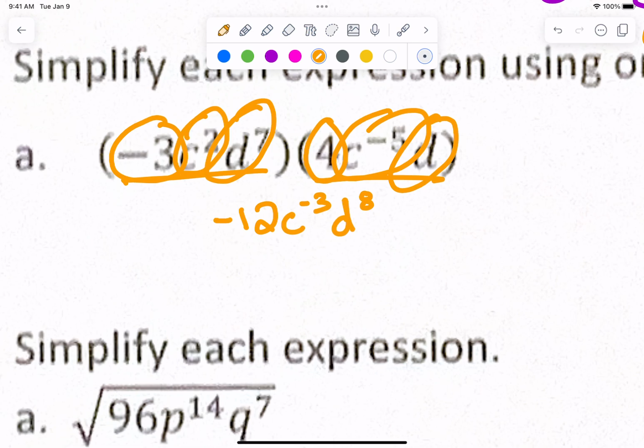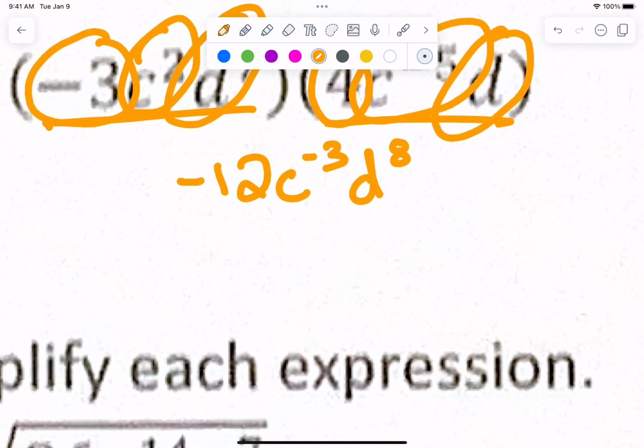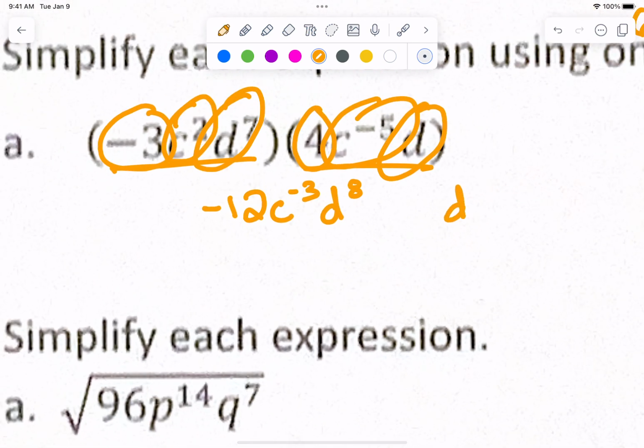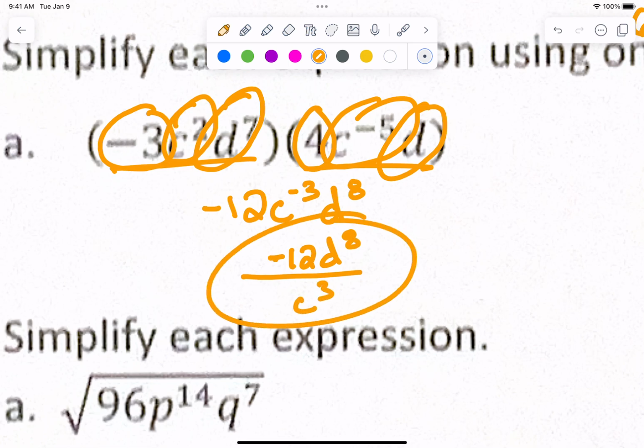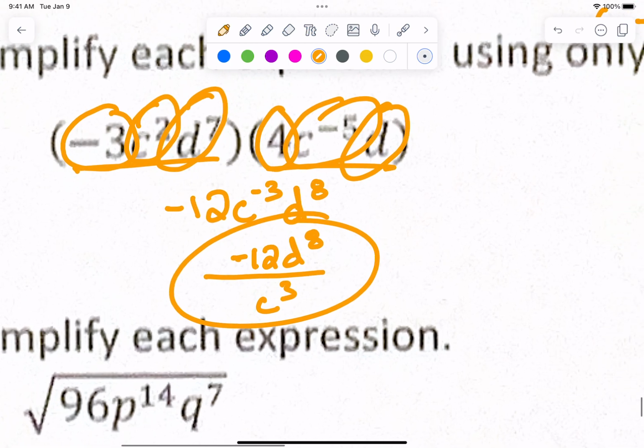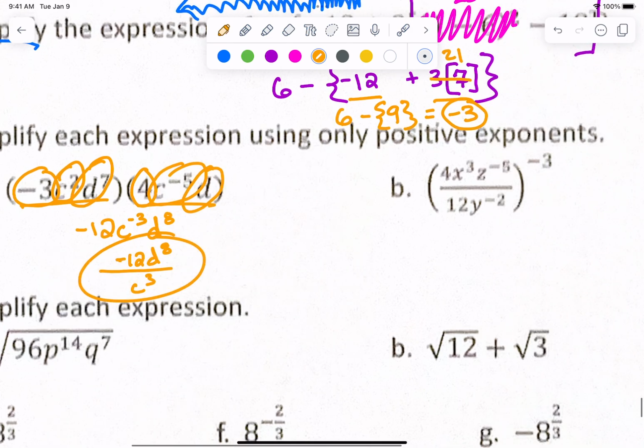This is what I see a lot when people have negative numbers out in front. They say d to the 8 can stay on the top, but we have to move the 12 and the c to the 3rd to the bottom. The 12 is not an exponent, so don't get trapped into that. You don't move the 12. The 12 stays on the top. So on the top we have negative 12, d to the 8th. On the bottom, c cubed, and that's it. Good? Happy with that?